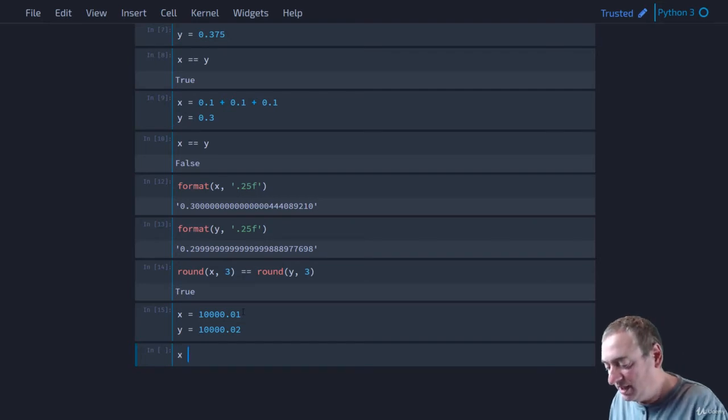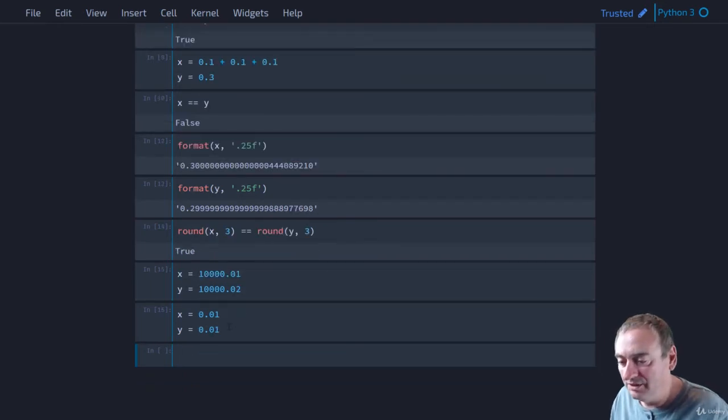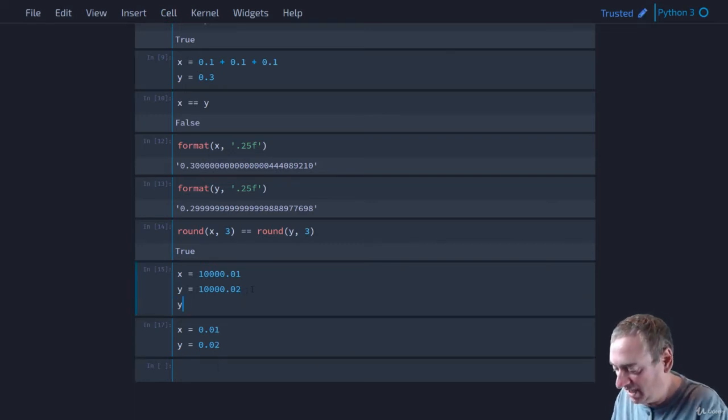On the other hand, if we take x equals 0.01 and y equals 0.02, what's the delta here? It is also 0.01. And yet, relatively speaking, x and y are very different from each other. Why? Well, y is 2 times x. It's not a very small difference. In fact, if we want to see what that is here, we can just say y divided by x.